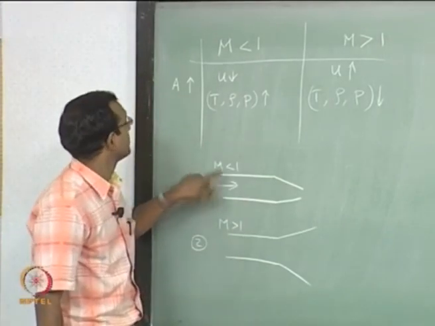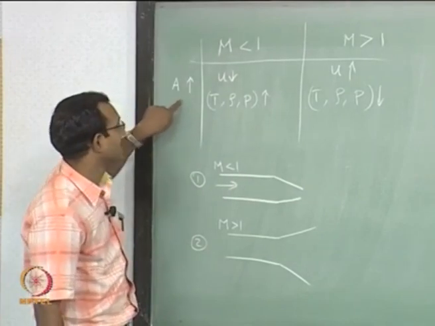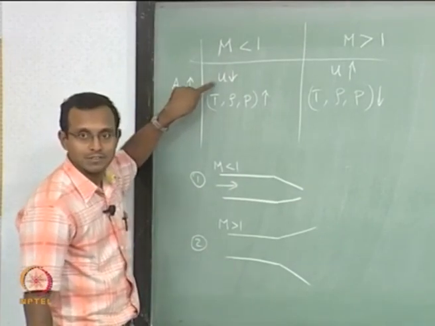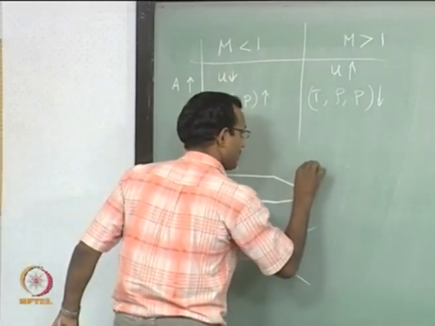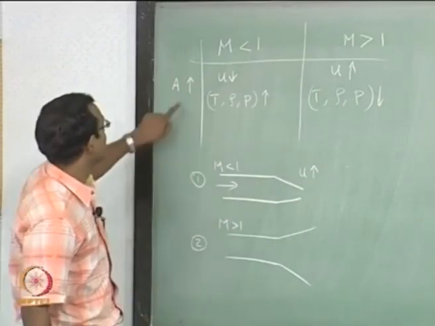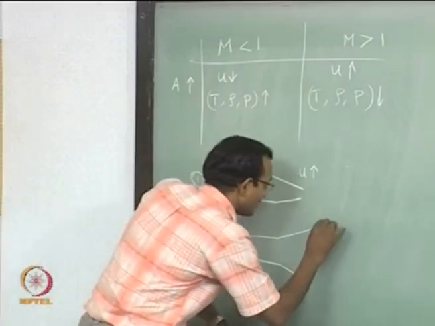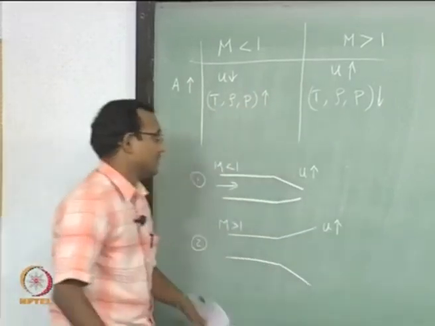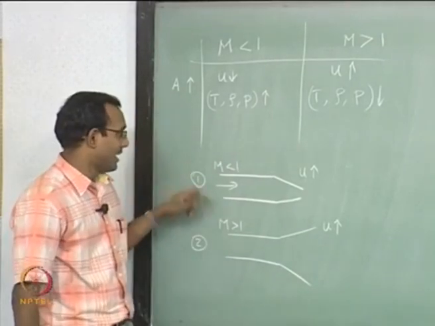For case 1, what happens to velocity? M less than 1, I am decreasing area which is opposite of this, velocity will increase. In this case, M greater than 1, I am increasing area which is this case, velocity is increasing. In both cases, velocity is increasing. And then I asked you to explain why they are having opposite behaviors.